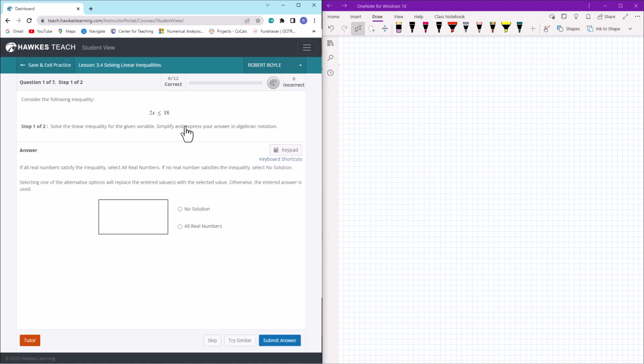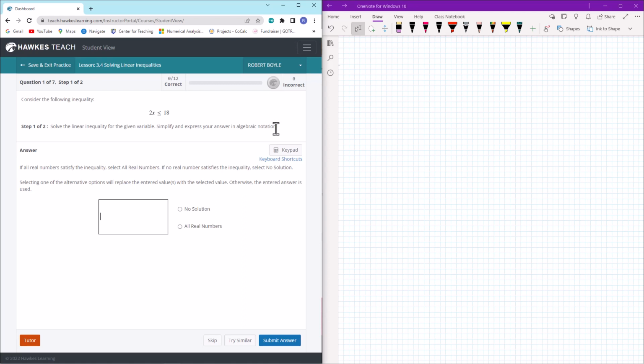And here is problem 1. Here we want to consider the following inequality: 2x is less than or equal to 18. And we have 2 parts. The first part is to solve the linear inequality for the given variable and express the answer in algebraic notation. Okay, so let's go ahead and do that.